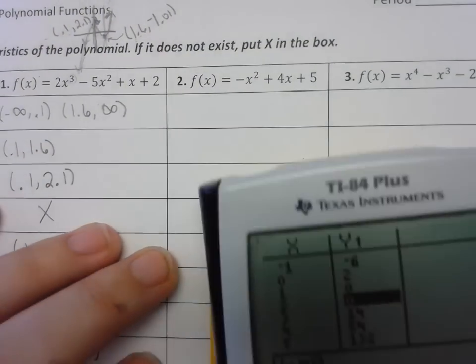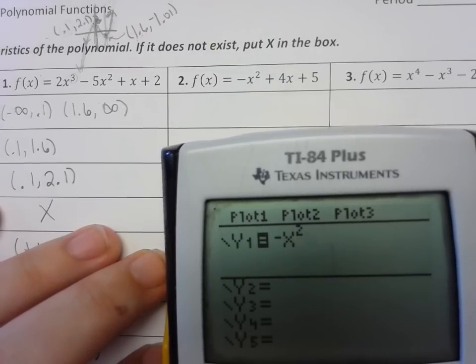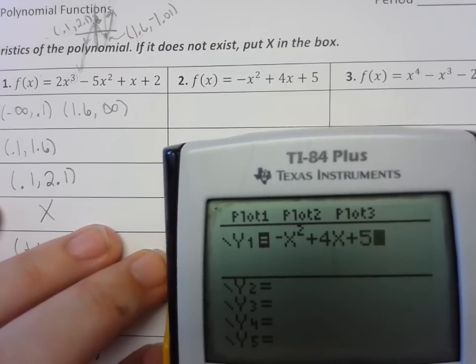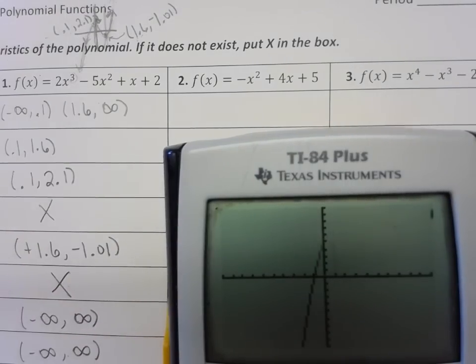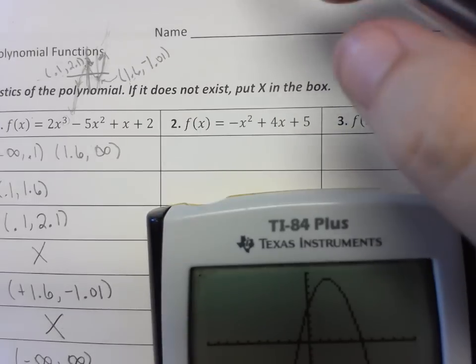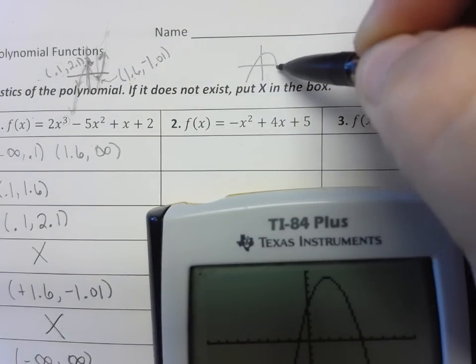Okay, I'm going to begin by putting this into my calculator: -x squared plus 4x plus 5. I'm going to get a good sense of what this is looking like. Okay, so here I go. Let me graph it real quick.